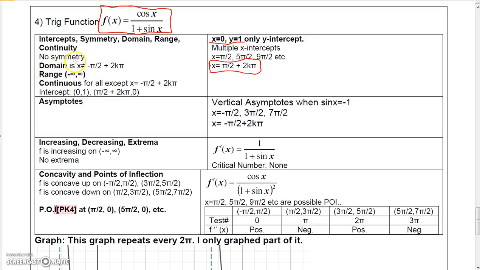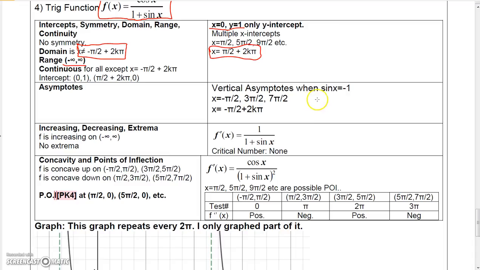Now the domain: x cannot equal negative pi over 2 plus 2k pi, because that's where sine x would be negative 1, and you can see if sine x is negative 1, then you would have 0 in the denominator. Now the range is actually negative infinity to infinity. We'll be able to see that better when we get the graph, and it's continuous except for these numbers here, and we already talked about the intercepts.